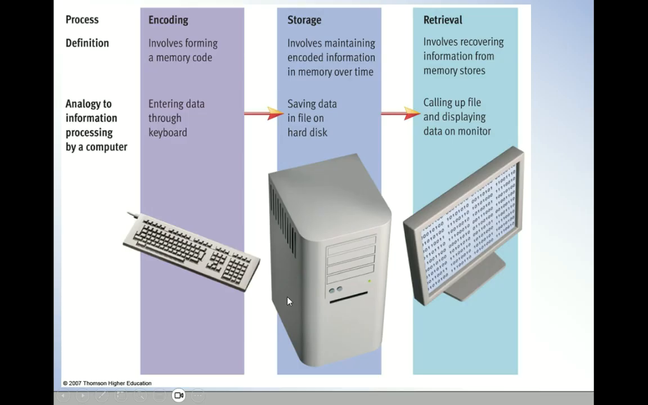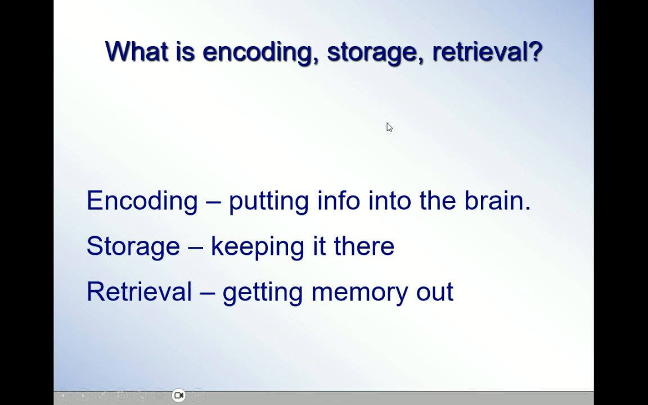As far as computers go, encoding would be typing it on the keyboard or like through a drive or something. Storage would be keeping it somewhere, either on your hard drive or on the cloud. And then retrieval would be getting it onto the screen. Okay. All right. So write this down. Encoding is putting it in, storage is keeping it there, and retrieval is getting it out. All right. Moving right along.